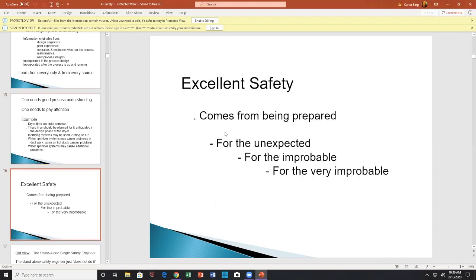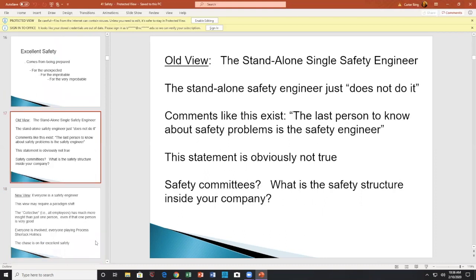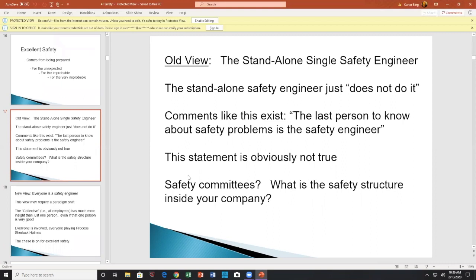Excellent safety comes from being prepared for the unexpected, for the improbable, and for the very improbable, right? So the old view, you have a single safety engineer. Nowadays, a standalone safety engineer just doesn't do it. There used to be a comment made about this person: he's the last person to know about safety problems. That statement is obviously not true. Safety engineers are very capable people.